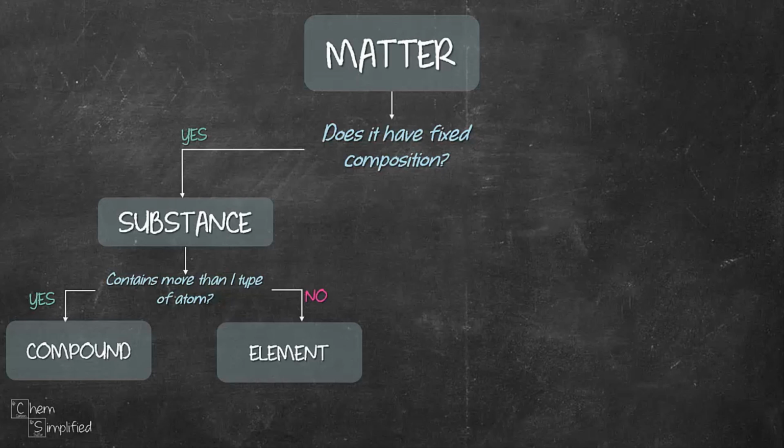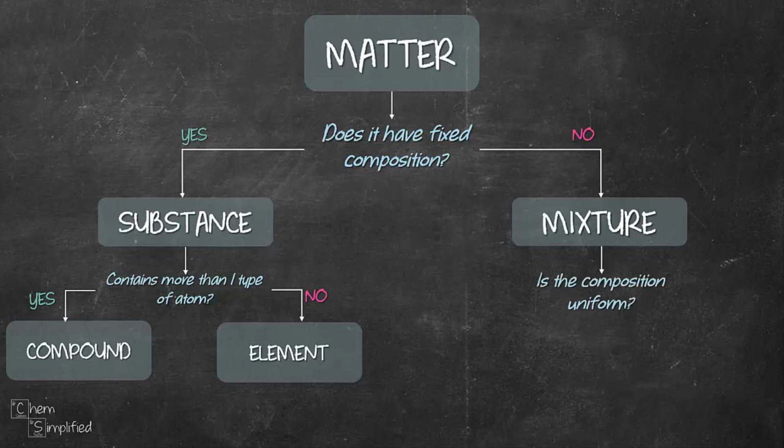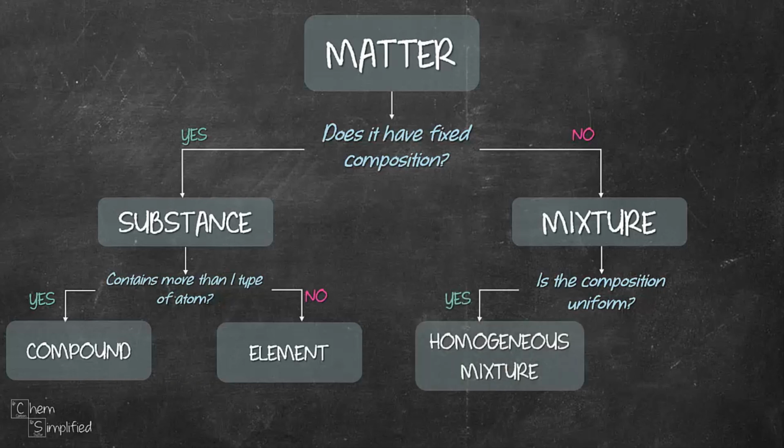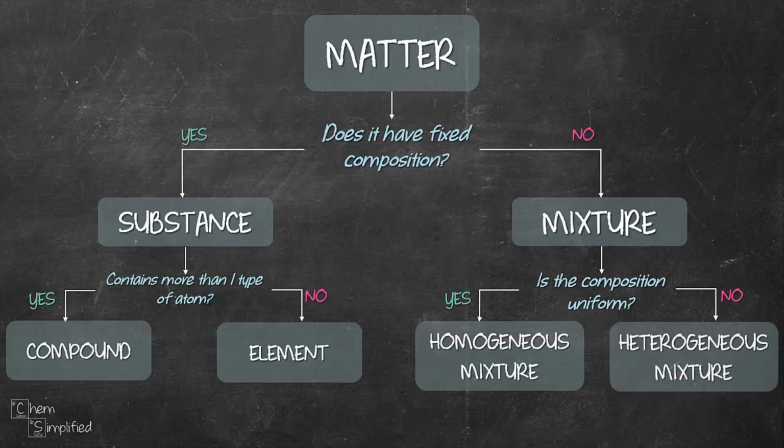Now back to having fixed composition. If it doesn't have a fixed composition, meaning we are not able to provide an exact chemical formula or exact composition for that matter, then it should be classified as a mixture. And then to further classify our mixture, we ask whether the composition is uniform. That means the whole thing, is it mixed really well, where you cannot differentiate one substance from another? If yes, then it's a homogeneous mixture. If it's not mixed well, then it's a heterogeneous mixture.